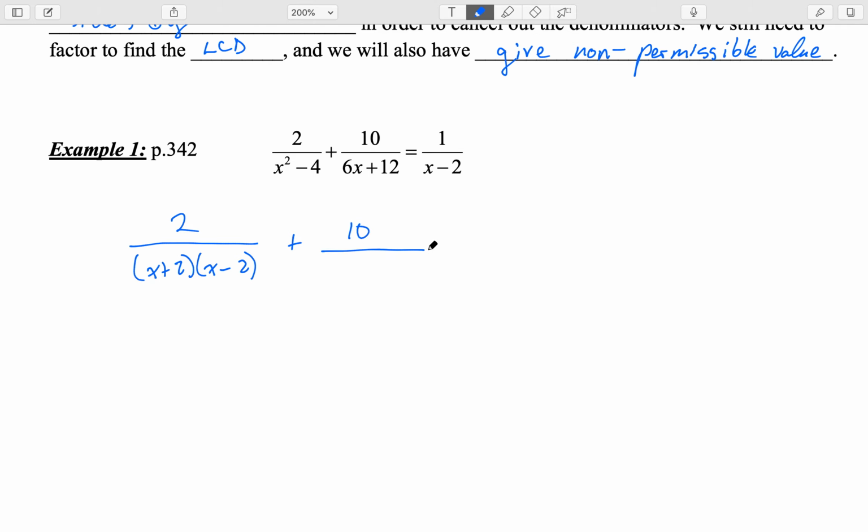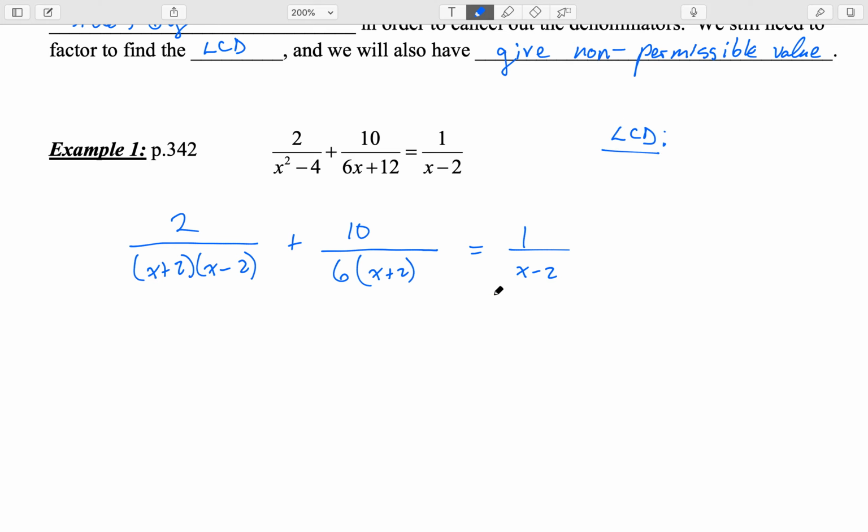10 over, I can factor out 6. 6 bracket x plus 2. Hey, there's that x plus 2. It's the same factor. And 1 over x minus 2. Oh, there's the x minus 2. It's the same factor, right? So once I actually factor this thing, I can figure out what the LCD is going to be.